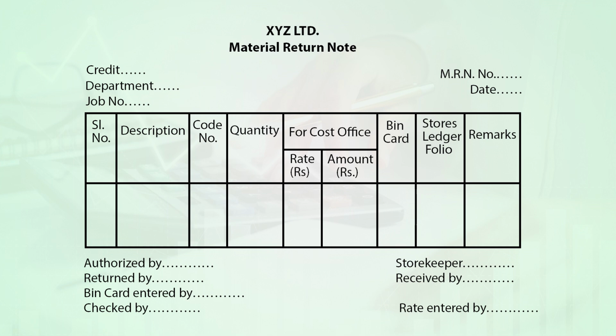It is to be authorized by the authorized person and it is to be signed by storekeeper. It is also to be mentioned which department returned it, which person entered the bin card, and whether it is checked by the authorized person or not. And it is also to be recorded who received it and which person entered the rate.